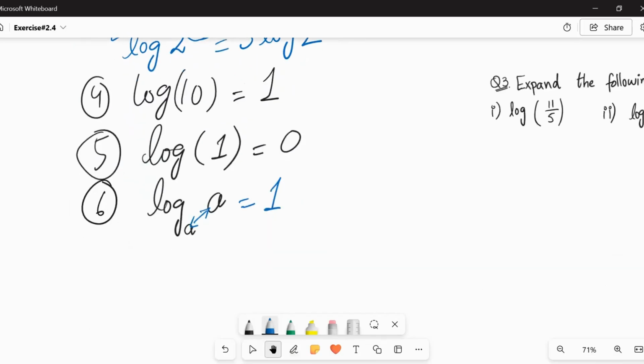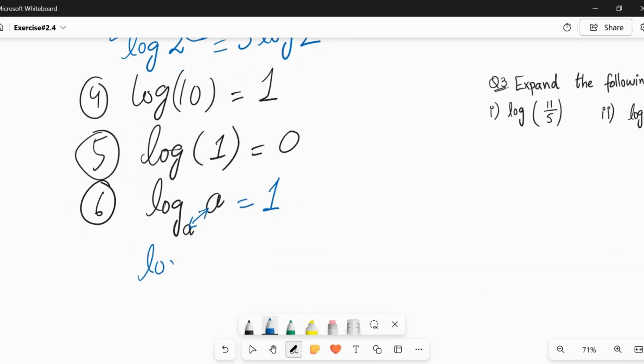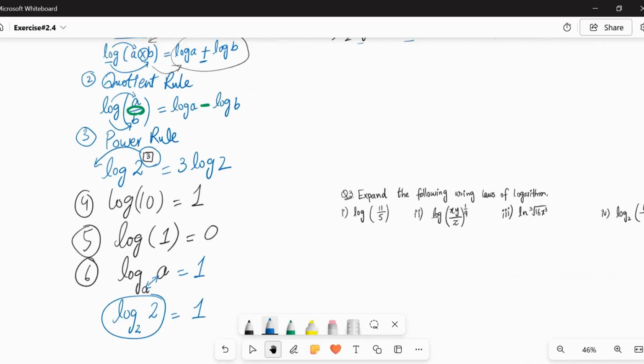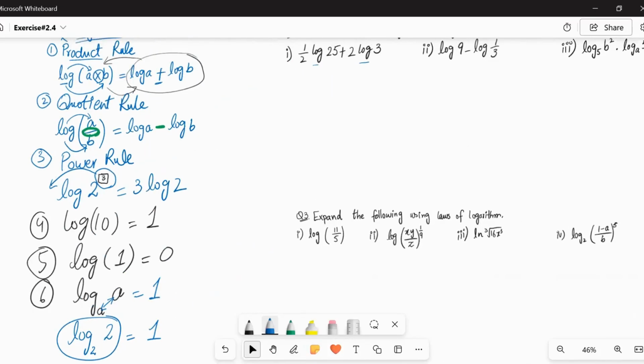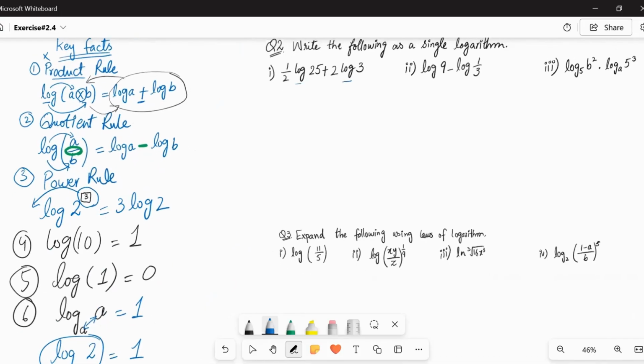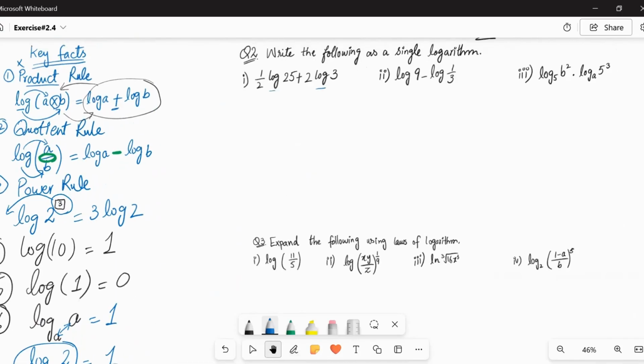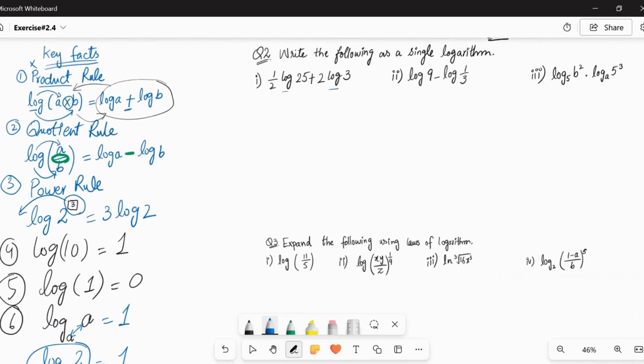Okay, for example, what does it actually mean? If you see something written like this, log base 2 and value is also 2, you can replace it by 1, so it would be equal to 1. Okay, so just remember these key facts, because we are going to use these to solve our questions for today. So now let's start question number 2, which says: write the following as a single logarithm.